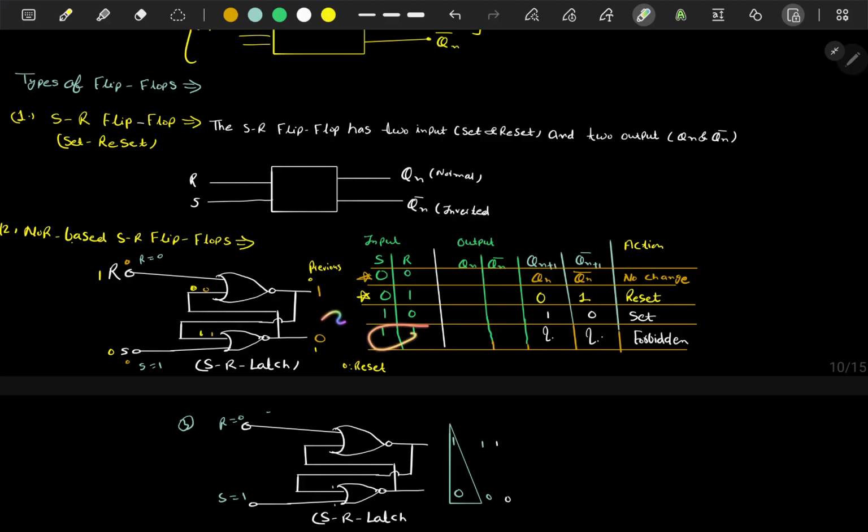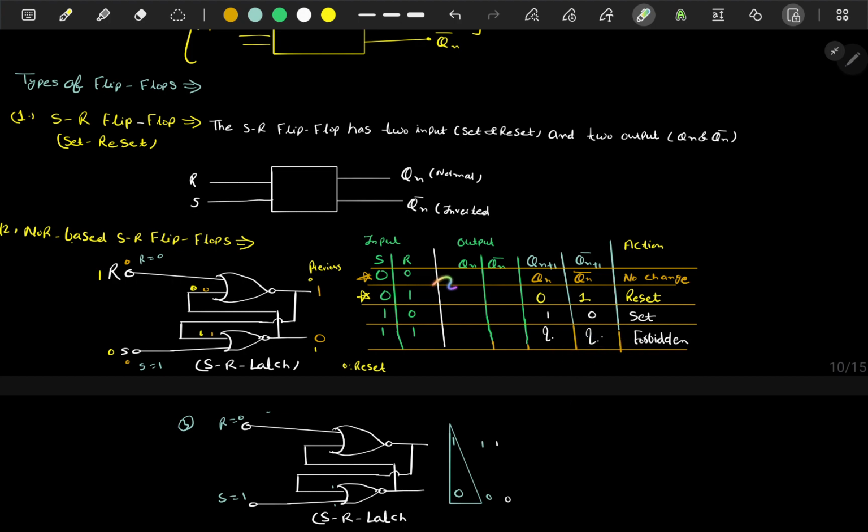If both are 1, then it will not work, because in this condition it will give both outputs as 0. So take S and R both as 1. Suppose we take R 0 and S 1 in the previous state. So 1 plus 1, bar, gives 0, and with R 1 here, 1 plus 0, bar, gives 0. So both are giving 0. So it's a forbidden condition. The SR flip-flop can't work in this condition.